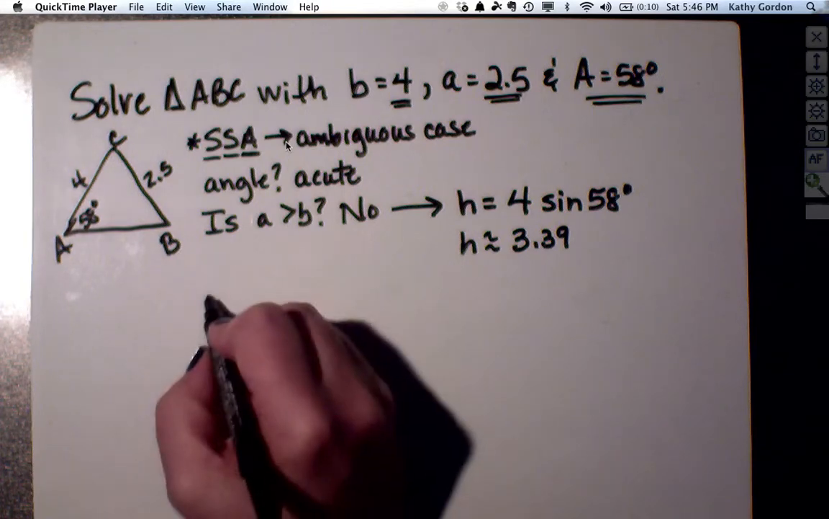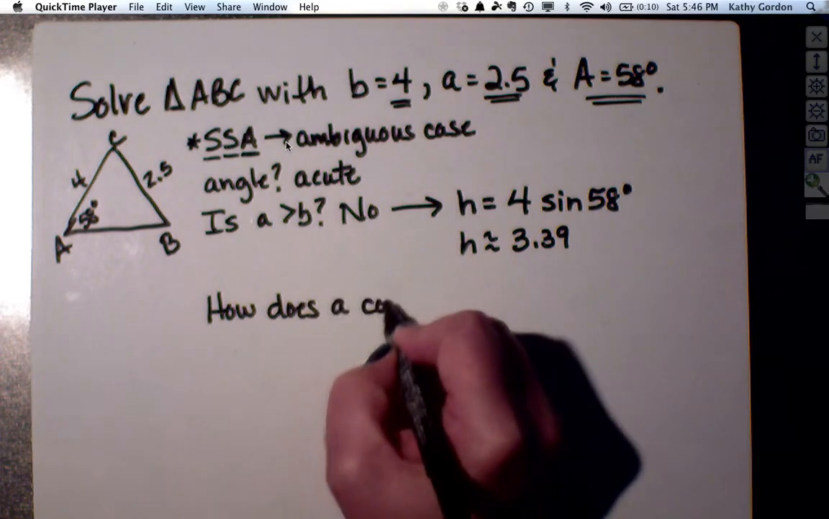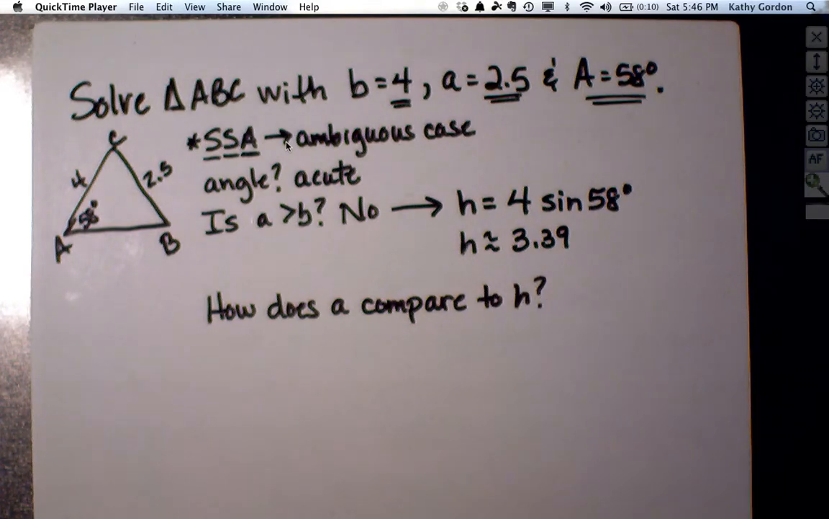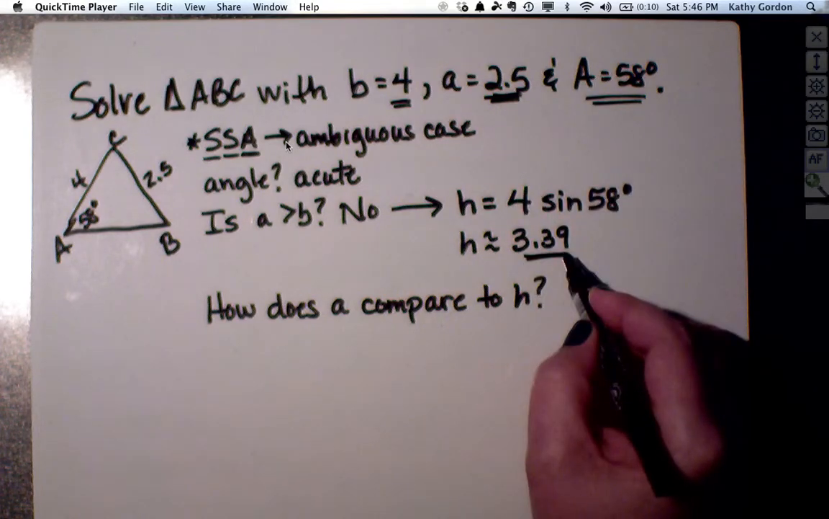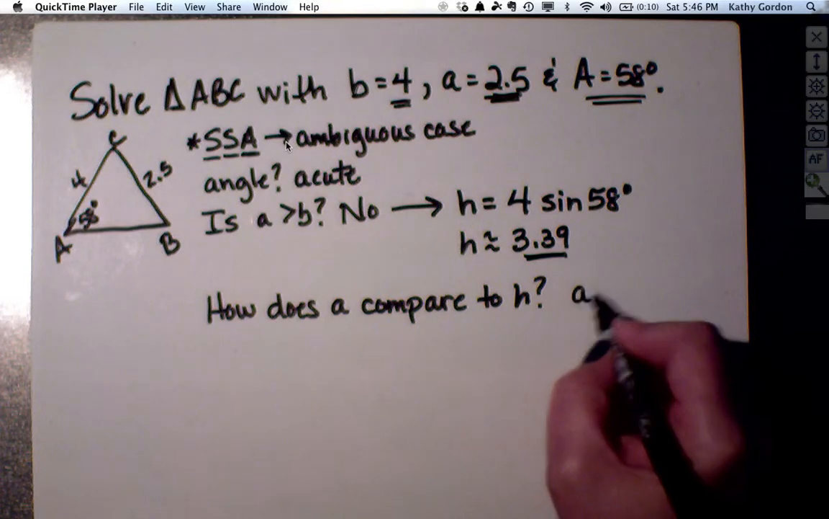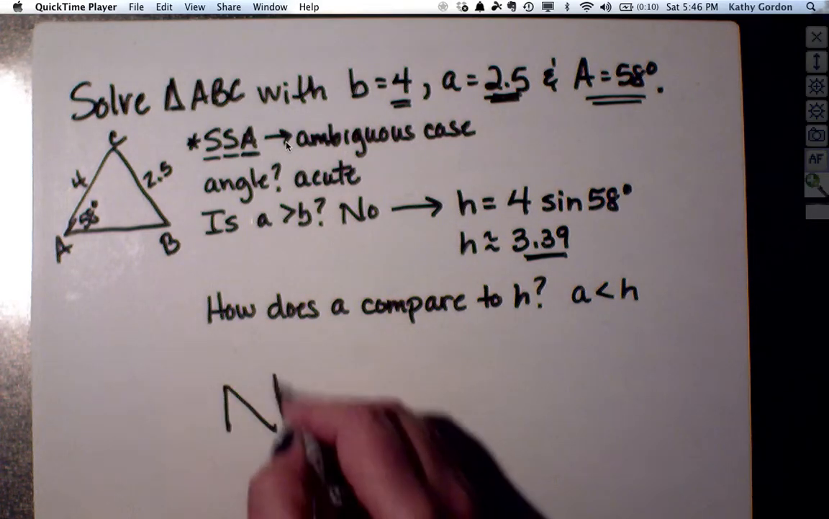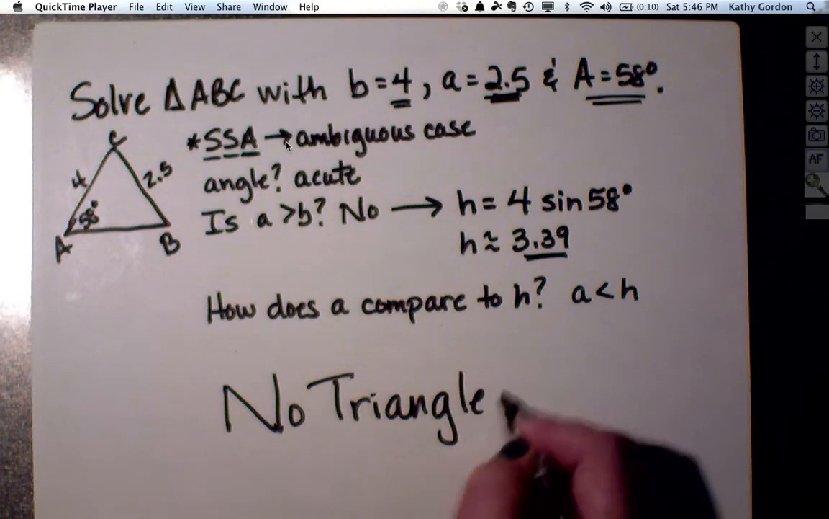Okay, so now how does our a value compare to h? Well, our a is 2.5, our h is 3.39, and so a is less than h. And when you look at the other 3 possibilities for when A is acute, we see that when a is less than h, there are no triangles possible.